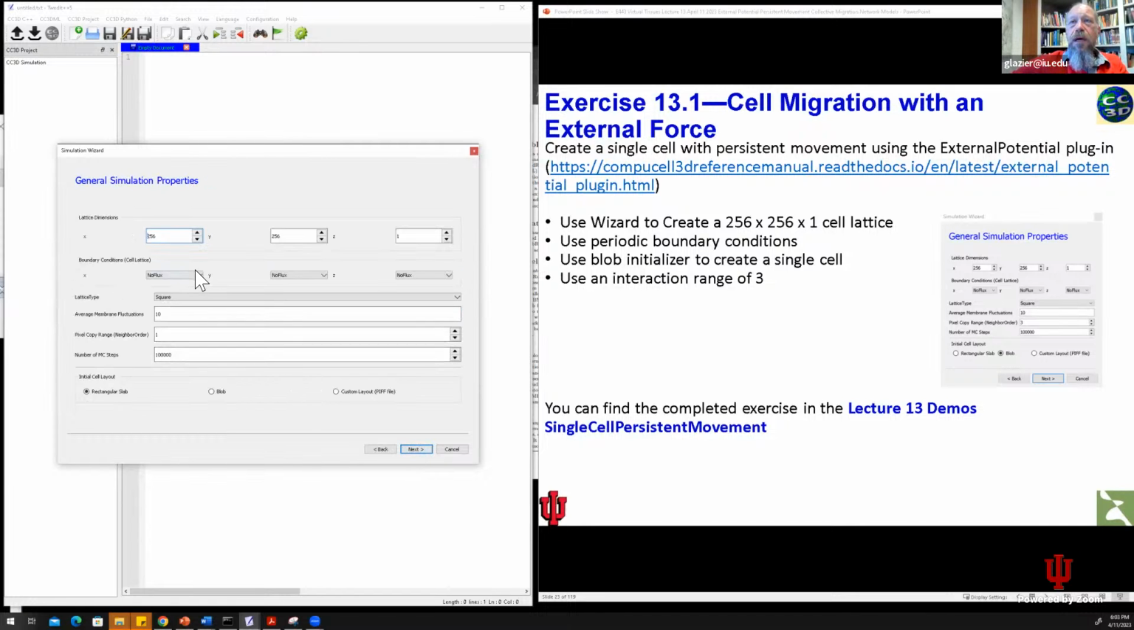And I'm going to make the system have periodic boundary conditions. I'll move the pixel copy range to 3, and I'll change blob initializer. Okay. Do people want to follow along, or is it okay if I keep going? If you want to follow along with me, that's fine. Let me wait. Give me a thumbs up if you're caught up with this.